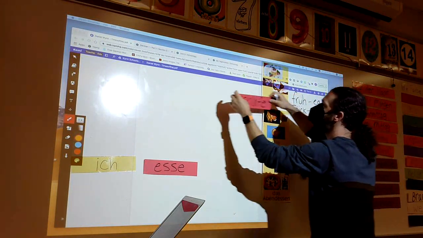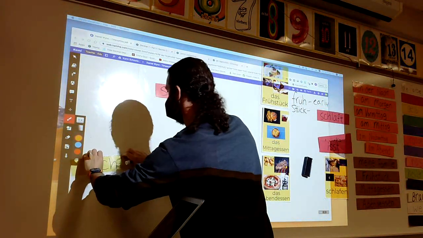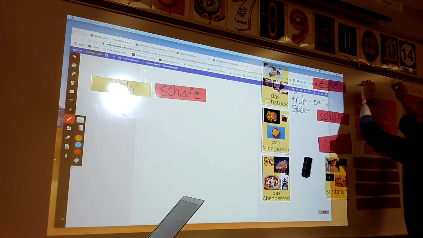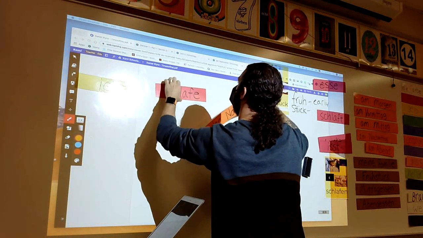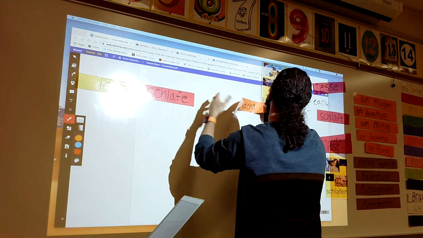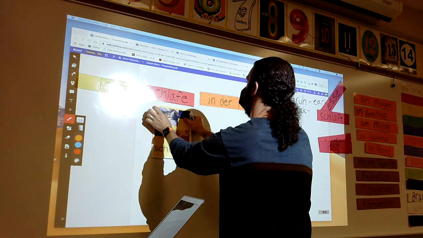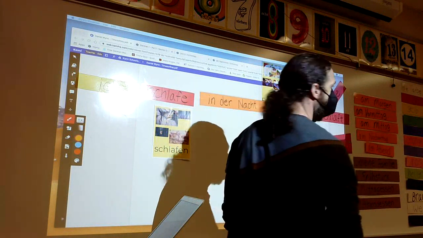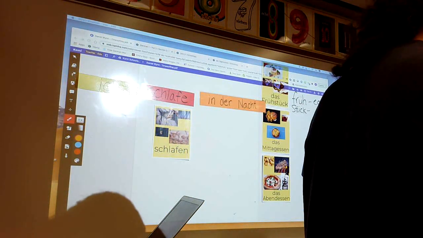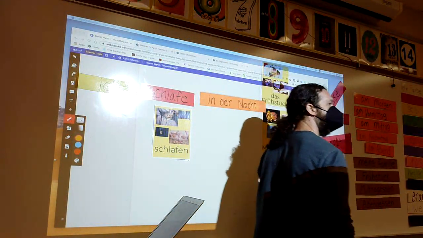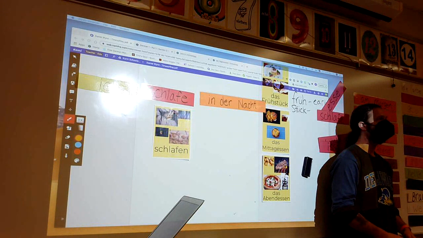Ich schlafe in der Nacht. Ich schlafe in der Nacht. And we'll bring. Was bedeutet ich schlafe in der Nacht? You sleep at night? Yeah, I sleep at night. Good. And so, who can tell me the difference between night and evening? What's the difference between night and evening?